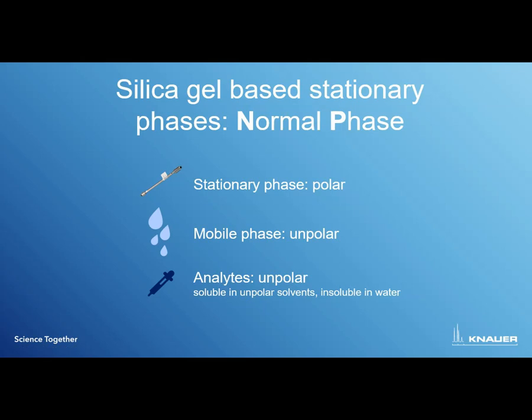Typically you use something like hexane in combination with ethanol or isopropanol, for example, or even heptane. The analytes you can use here are more unpolar, and this is caused by the mobile phase because they have to be soluble in these unpolar solvents. And most often they are at the same time insoluble in water. So this is really a big difference. The analytes are completely different from the ones that you use in the reversed phase mode.